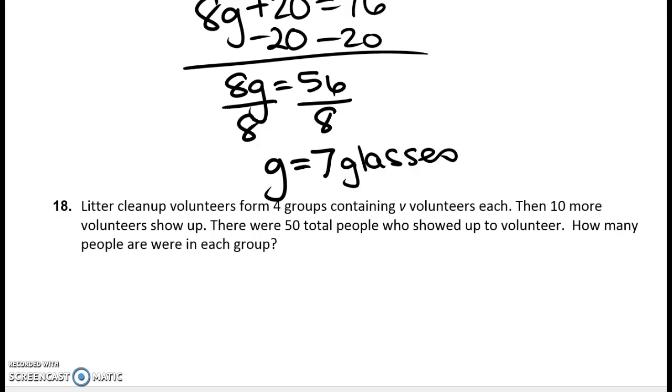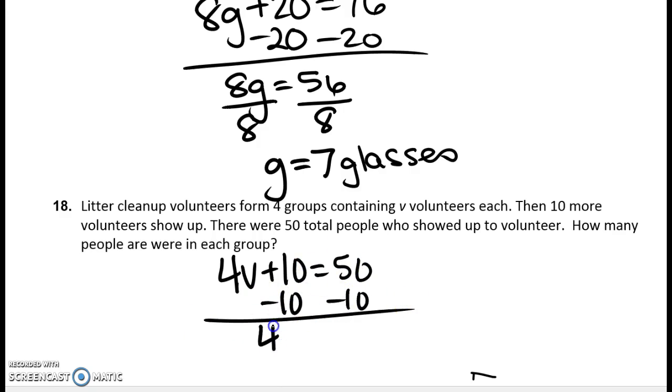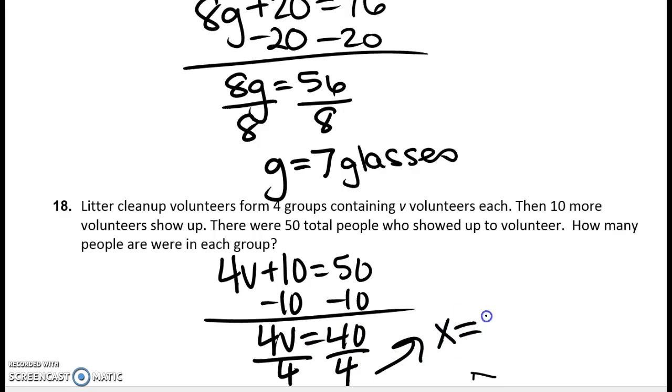And 18, I also gave you this equation. It was 4v plus 10 equals 50. So if I subtract 10 from both sides, 4v equals 40. Divide by 4, running out of room. So x equals 10. How many people were in each group? 10 people.